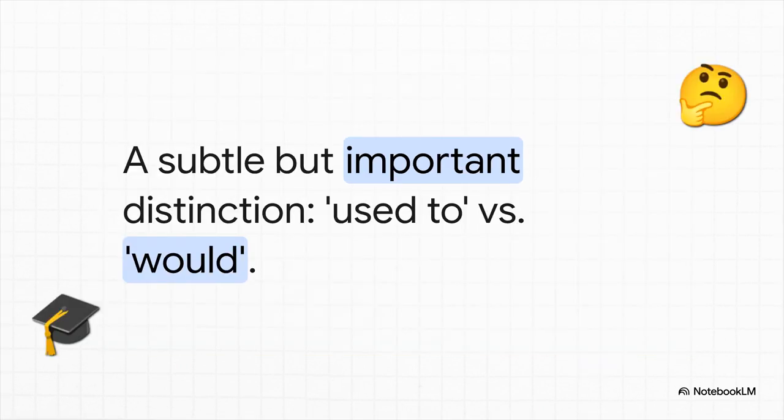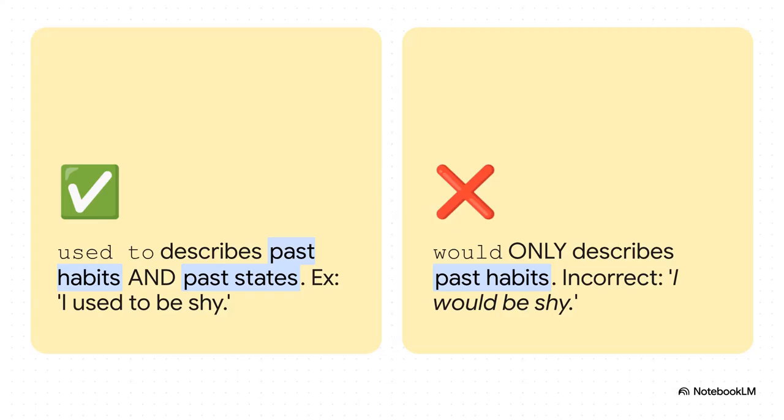Okay, you ready to level up a little? Let's look at a really subtle point, the difference between used to and would when talking about the past. So here's the deal. Used to is the flexible one. It works for habits and states. Would, on the other hand, only works for past habits.